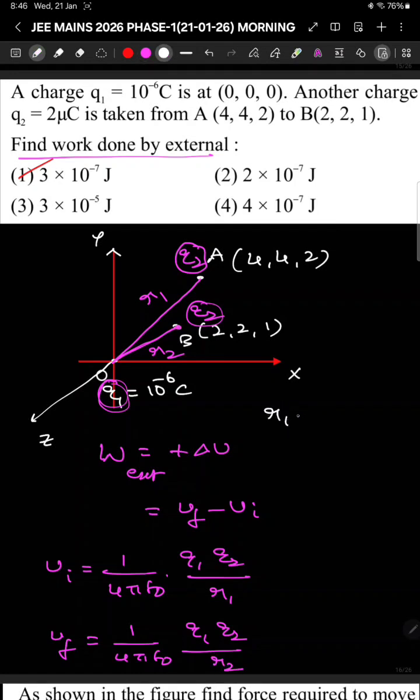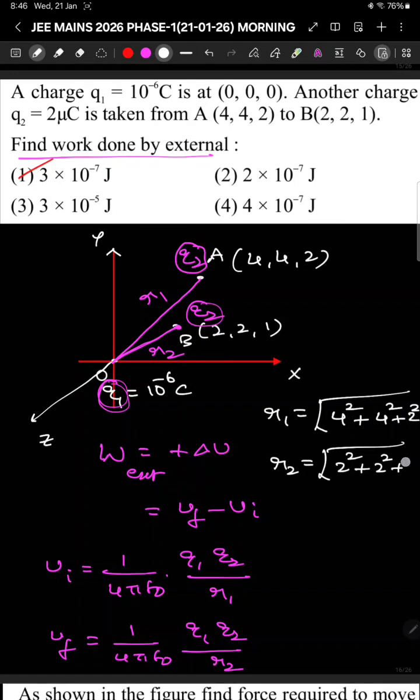We can find R1 value as root of (x2 minus x1) that is 4 minus 0 whole square, (y2 minus y1) 4 minus 0 whole square, (z2 minus z1) 2 minus 0 whole square. Similarly, you can find R2 value also: root of (x2 minus x1) 2 minus 0 whole square, (y2 minus y1) 2 minus 0 whole square, (z2 minus z1) 1 minus 0 whole square. Substitute those R1, R2 here, you will get U initial and U final. Substitute to find the work done by the external force. You can solve this one easily.